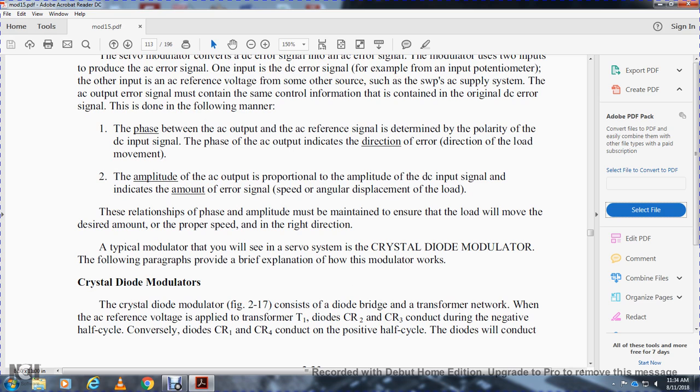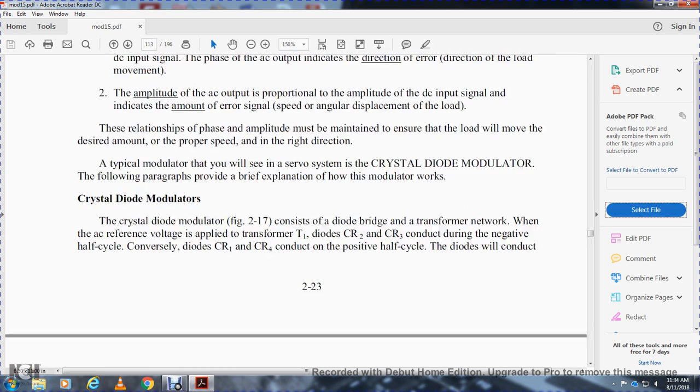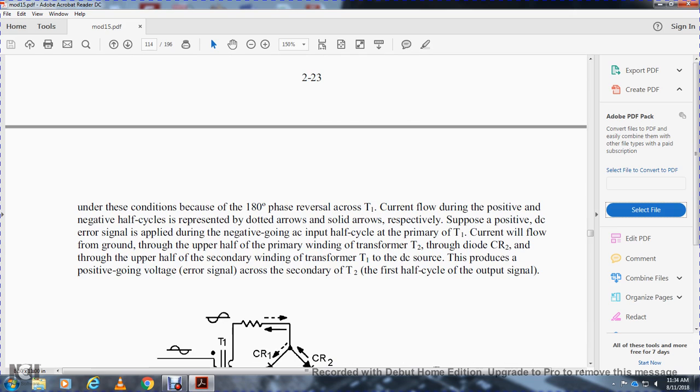Inversely, diodes 1 and 4 conduct during the positive half cycle. Under these conditions, there is a 180 degree phase reversal across the transformer. The current flow for the positive and negative half cycles is represented by dotted arrows, solid lines, solid arrows, dotted arrows, and solid arrows, respectively. Assume the positive DC error signal is supplied with the negative-going AC voltage input.